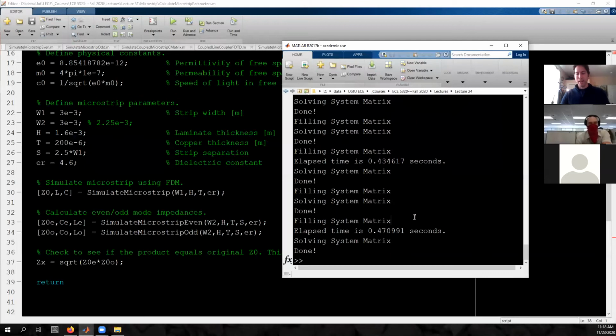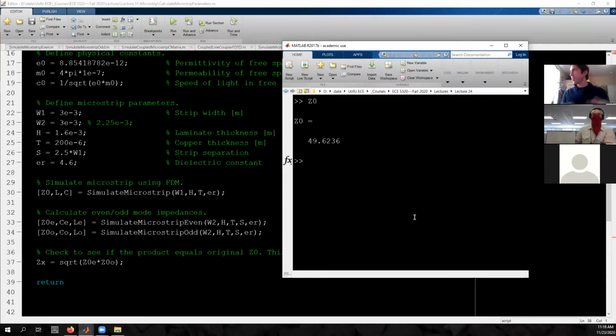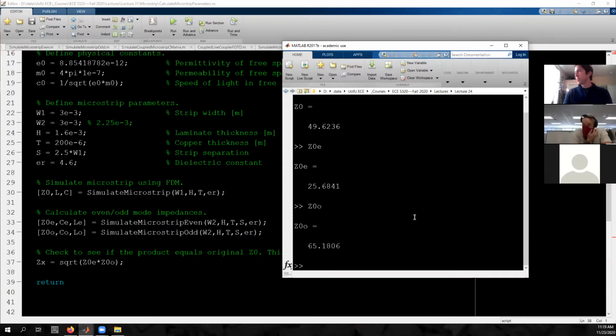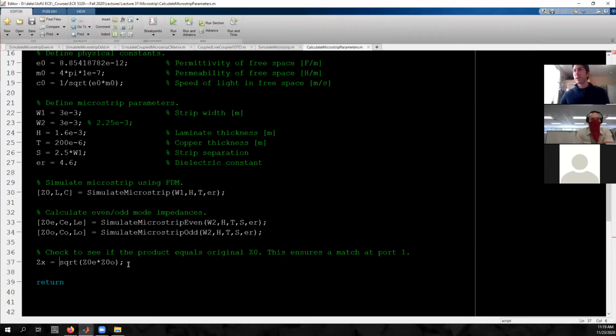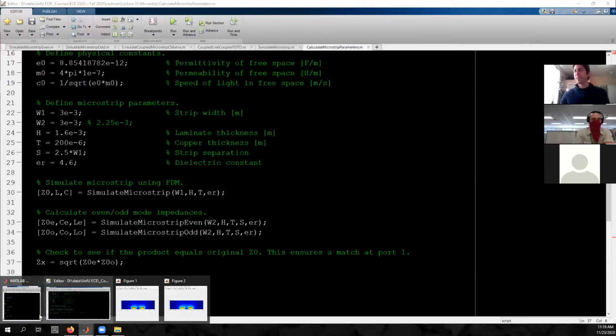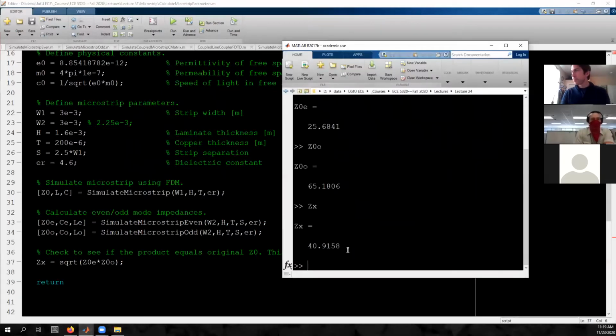Okay, so you'll notice I have a Z naught, which is about 50-ish ohms. I have a Z naught even, which is 25 ohms, Z naught odd, which is 65. And then we calculate this parameter here. I just called it ZX. And we're at 40 ohms.